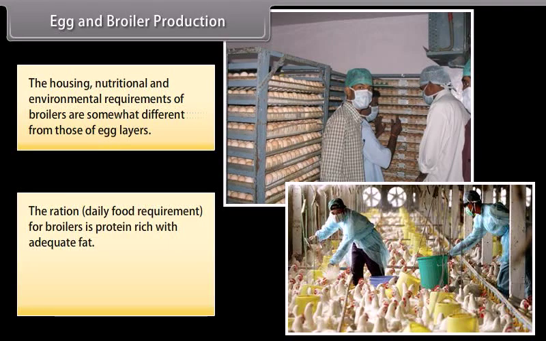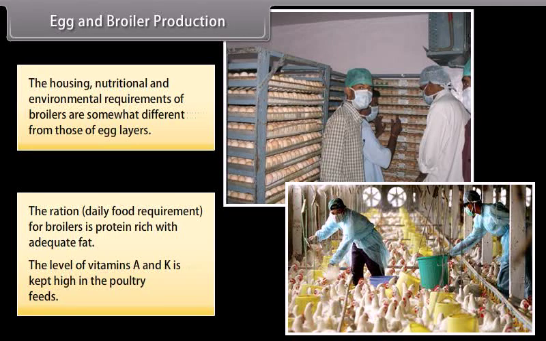The ration, or daily food requirement, for broilers is protein-rich with adequate fat. The level of vitamins A and K is kept high in the poultry feeds.